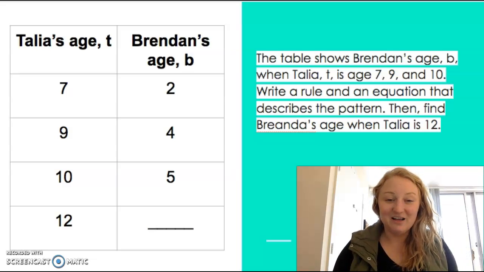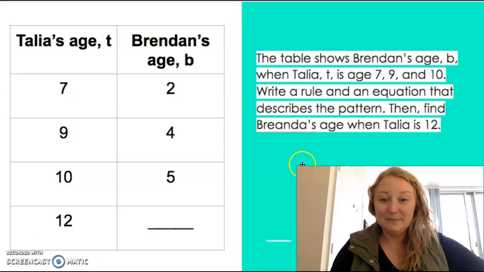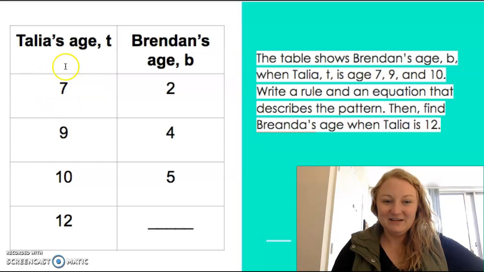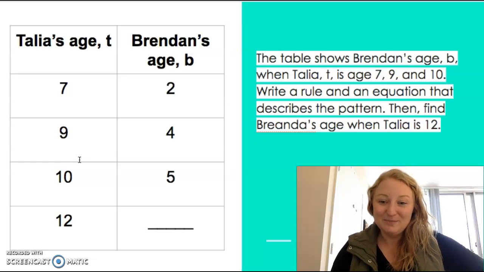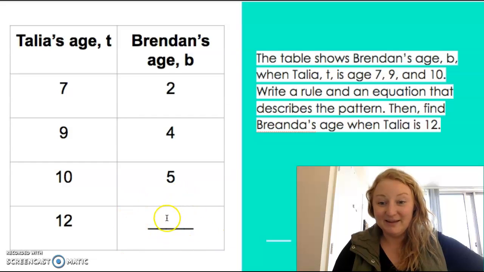Here we have Talia's age and Brendan's age. The table shows Brendan's age as B, and it shows Brendan's age when Talia, represented by T, is ages 7, 9, and 10. We're going to write a rule and an equation that describes the pattern that's shown in the table, and then we need to fill this blank in.